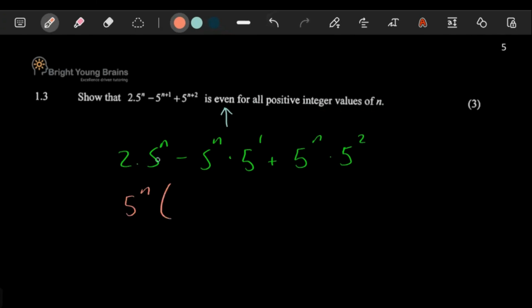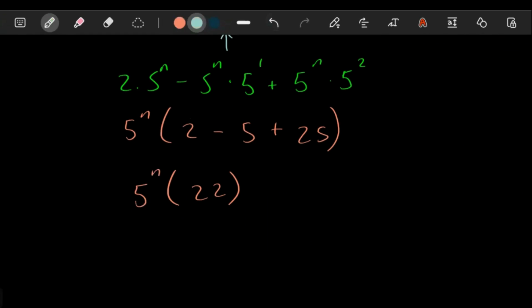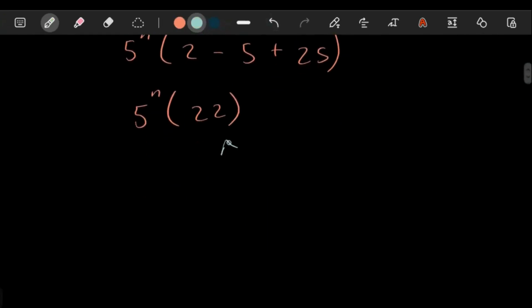So here we can take out 5 to the power of n as a common factor in all these terms. We're going to be left with 2 minus 5 plus 5 squared, which is 25. And then this is going to be 25 minus 5, which is 20, plus 2, which is 22. And then here you have 5 to the power of n multiplied by 22. So 22 is obviously an even number. And then 5 to the power of anything will always come out as an odd number.